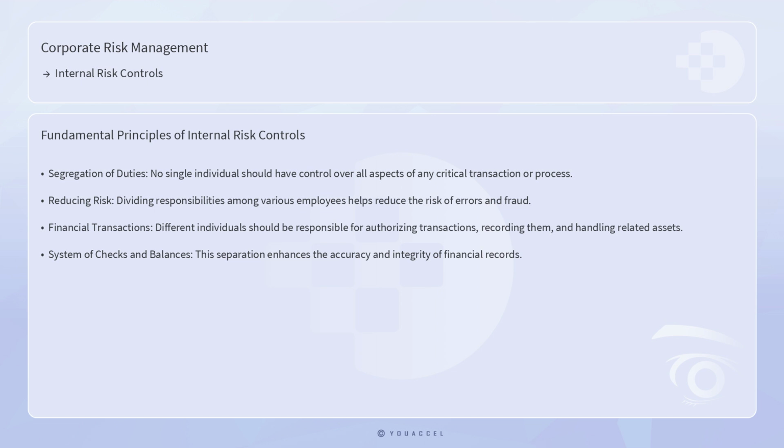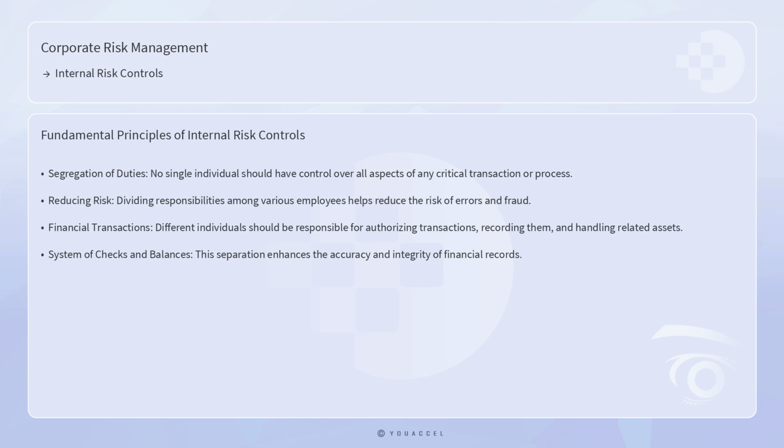One of the fundamental principles underpinning internal risk controls is the concept of segregation of duties. This principle dictates that no single individual should have control over all aspects of any critical transaction or process. By dividing responsibilities among various employees, organizations can reduce the risk of errors and fraud.